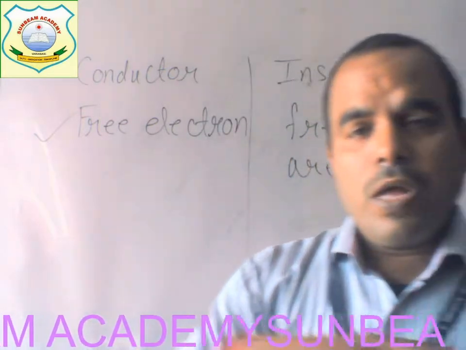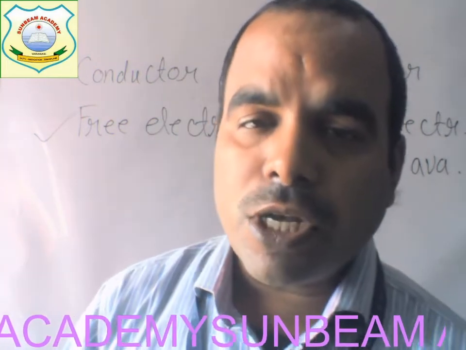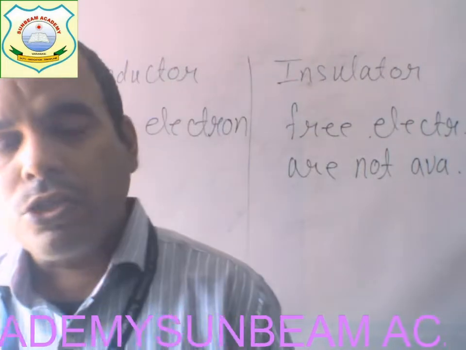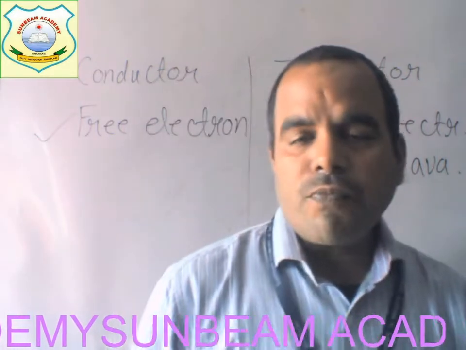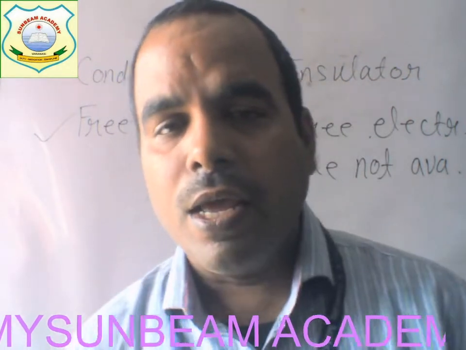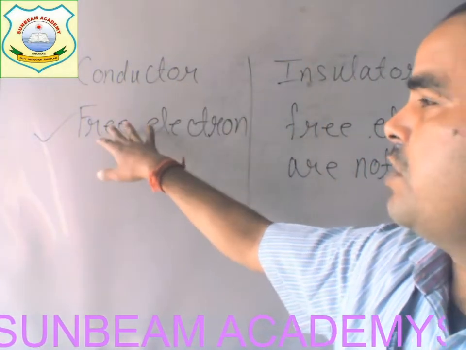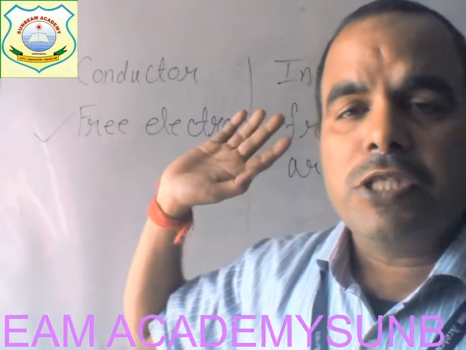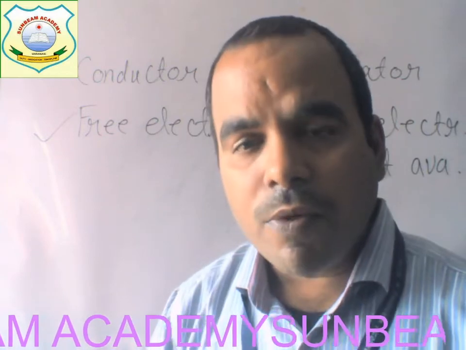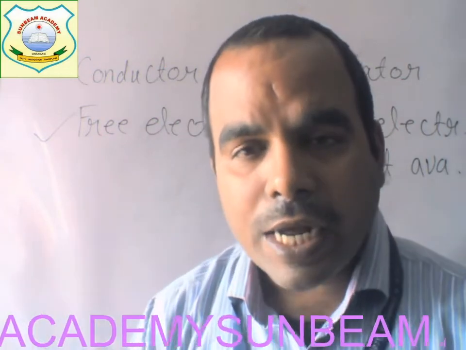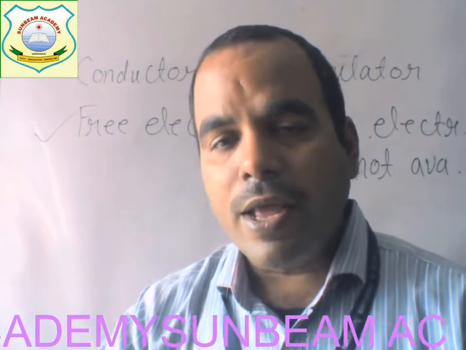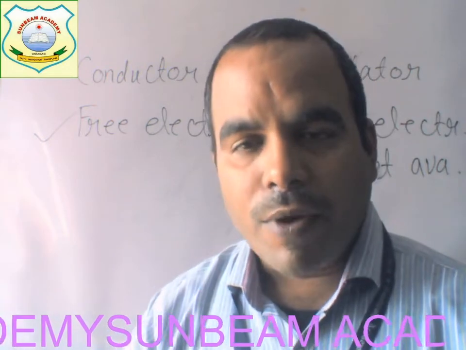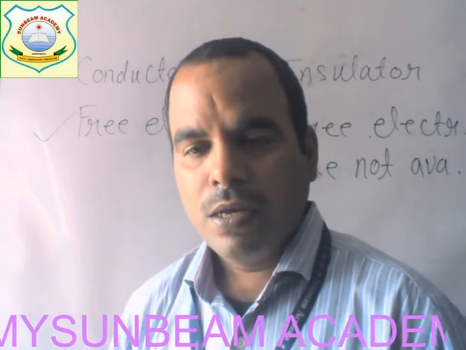So now we will change the definition of conductor and insulator. We will state the definition in a different way. Conductor means free electrons are available, and insulator means free electrons are not available to move in a wire or any material from one end to the other. Clear?